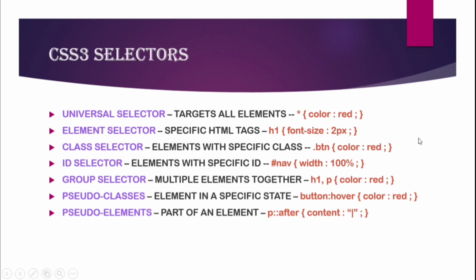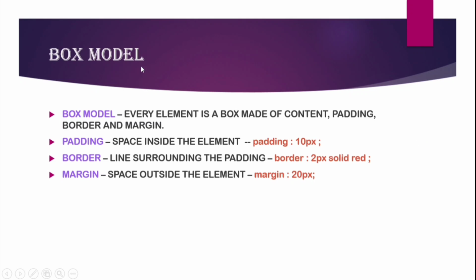Box model is one of the most important things in the CSS3 and one of the most important things that you need to learn. Box model is nothing but every element is a box made of content, padding, border and margin. So these four elements make the box model. Here you can see that content is nothing but the information that we write, right? Like my name is Ajay, my name is Abhi, or my name is Raju. So this is the content that I have written, and for that it has padding. What is padding? Padding is space inside the element.